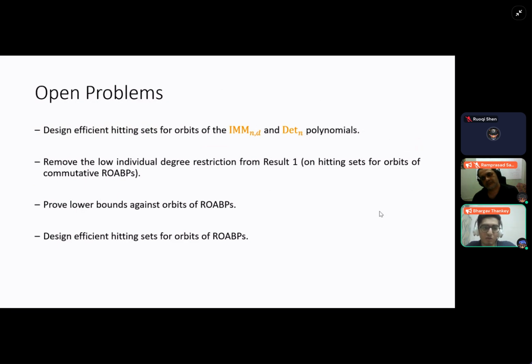The second problem is to remove the low individual degree restriction from result 1, a result on Hitting sets for orbits of commutative RBPs. The third problem is to prove lower bounds against orbits of RBPs, and the last problem is to design efficient Hitting sets for orbits of RBPs. So that's about it. Thank you.